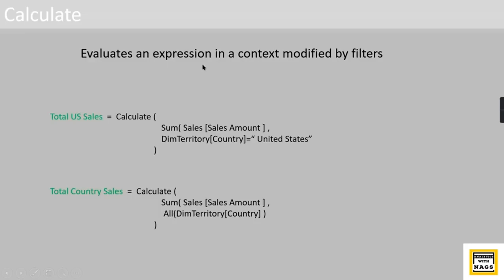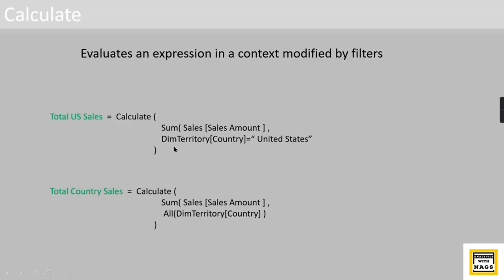Now, as the definition says, it evaluates an expression. So what is that expression? CALCULATE takes an expression. This is your expression, that is SUM of sales amount, in a context modified by filters. So basically, like I said before, these are the filter modifiers. You are modifying whatever filters are applied.